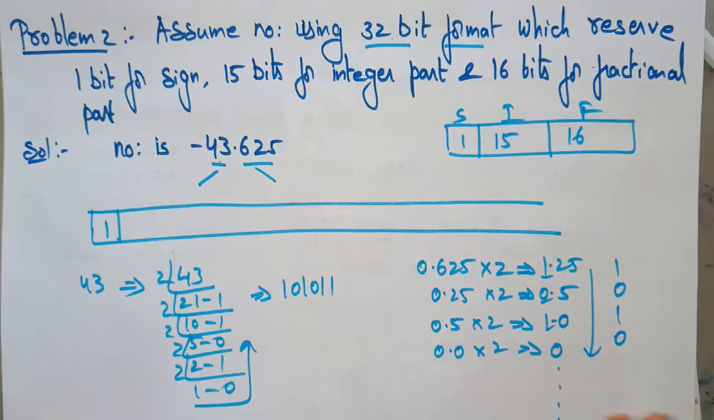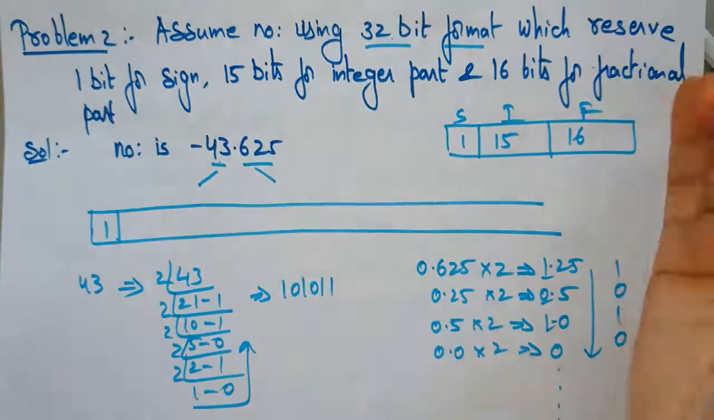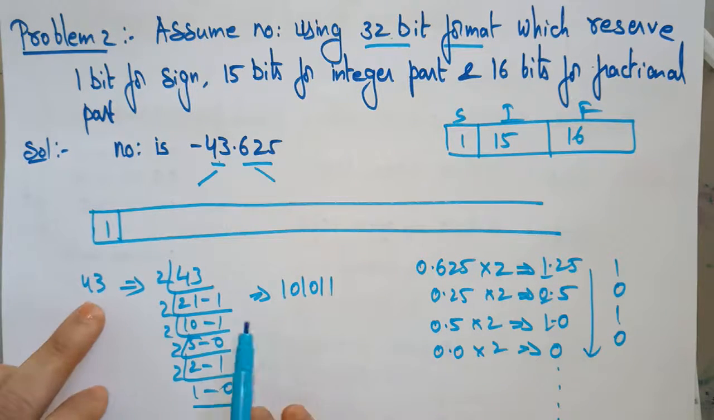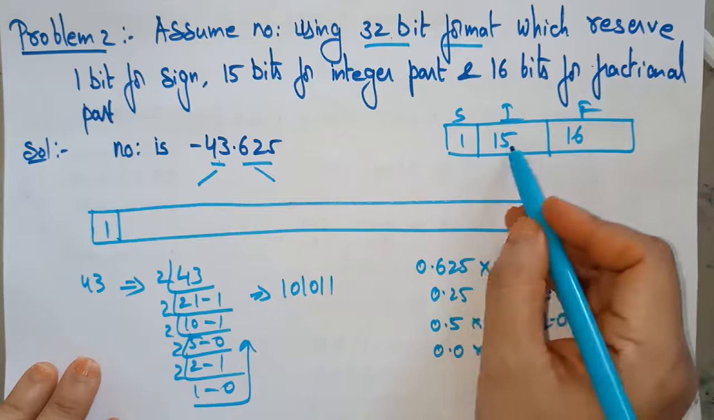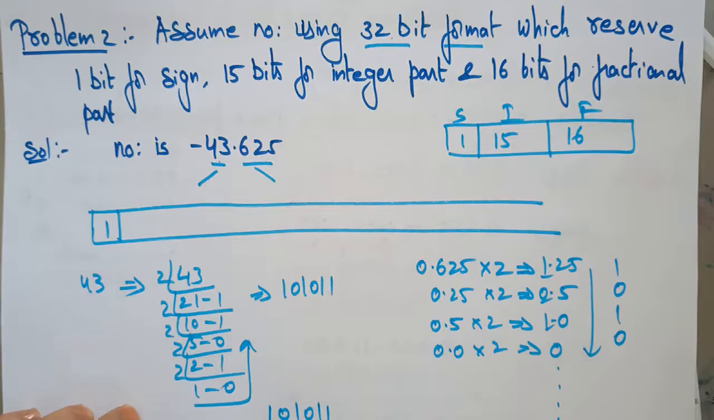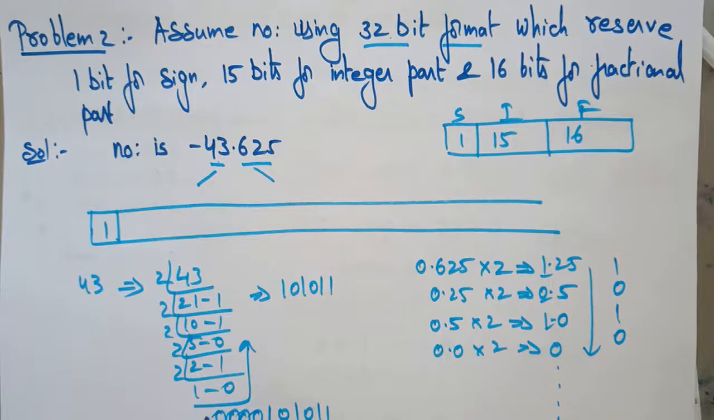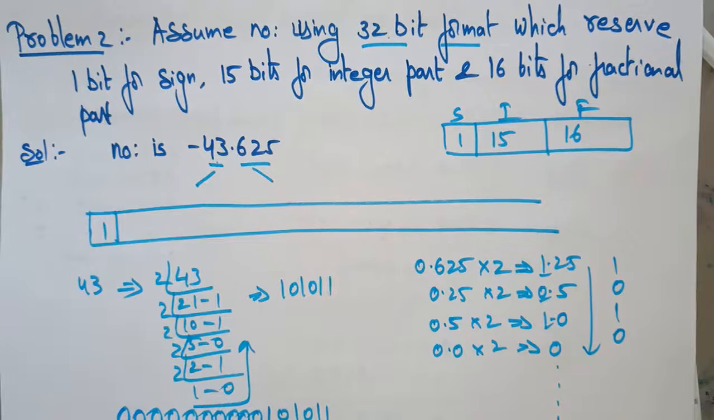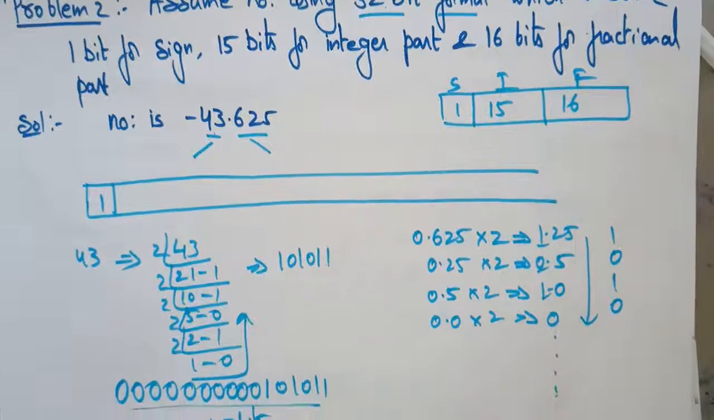Now I'm just representing, I'm not converting anything here. Suppose you want to convert this complete number into binary, what do you have to do? The integer part is 15 bits. That is 1, 0, 1, 0, 1, 1. So total how many bits here? 6 bits are there. So 15 bits means, how many bits do you still need to add? You need to add 9 bits. So write 9 zeros: 3, 4, 5, 6, 7, 8, 9, 10. So this is the 15-bit integer part.